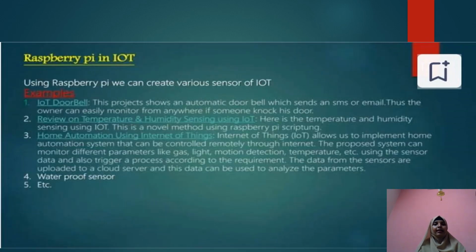So now let's have a look at the Raspberry Pi in IoT. Using Raspberry Pi, we can create various sensors for IoT. That is IoT doorbell, a review on temperature and humidity sensing using IoT, home automation using the Internet of Things, waterproof sensors, etc.